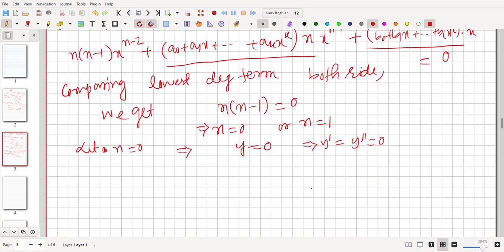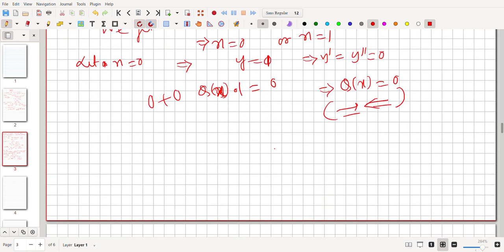Oh, sorry, if n equal to 0, that means y equal to 1, right? Because x to the 0 is 1. That means y dash and y double dash are 0, so 0 plus 0 plus qx times 1 equal to 0. That means qx is 0 identically. But it is given that qx is non-zero. Hence that is a contradiction.